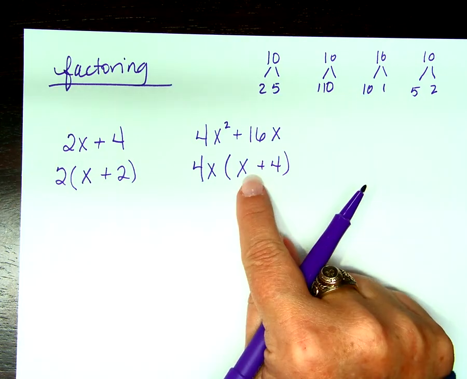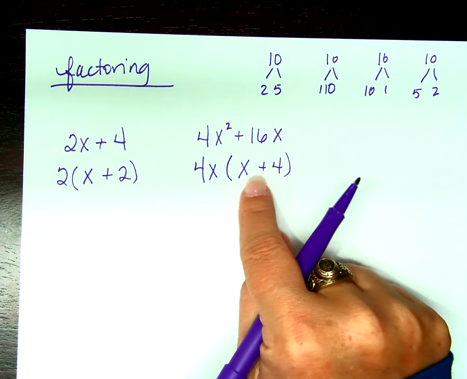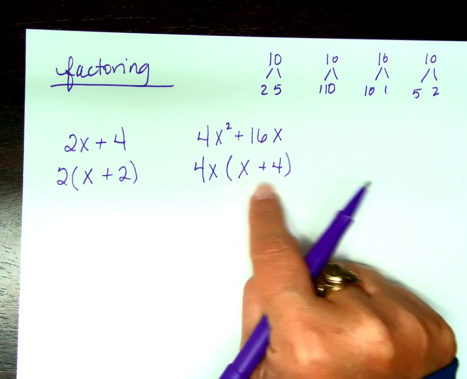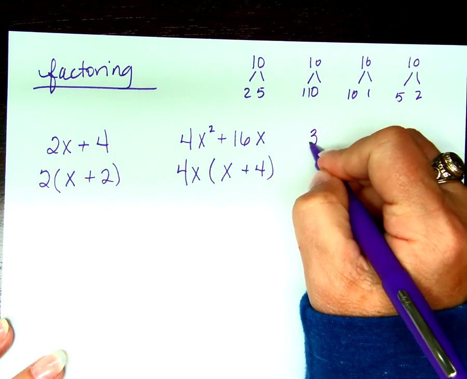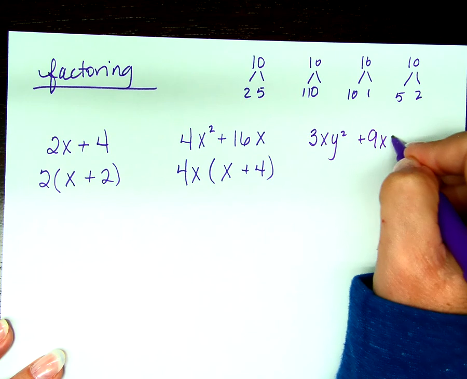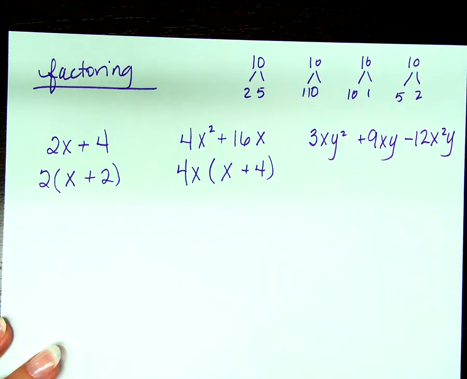Is there anything I can divide out of this term, like anything else that maybe I missed the first time? No, so this is the answer, right? All right, then let's go here. 3xy squared plus 9xy minus 12x squared y.